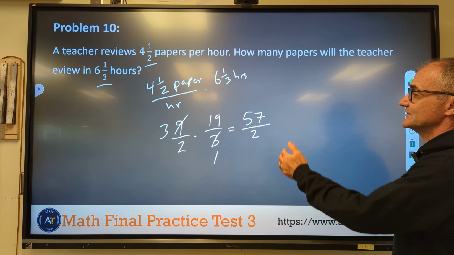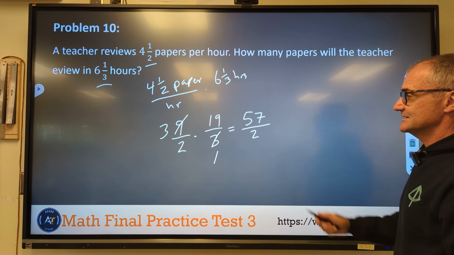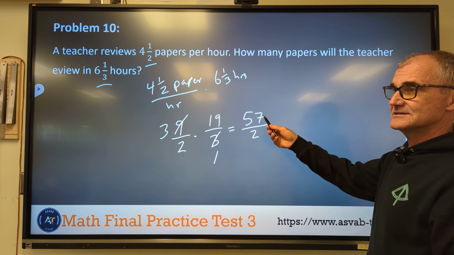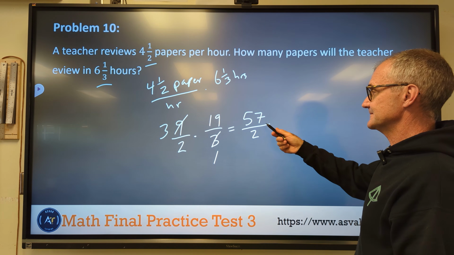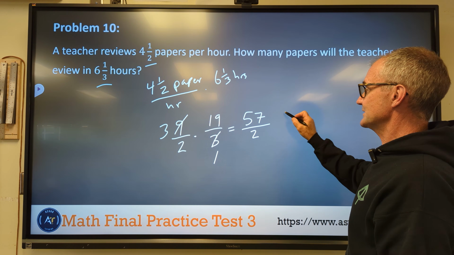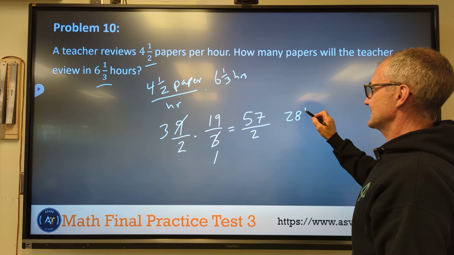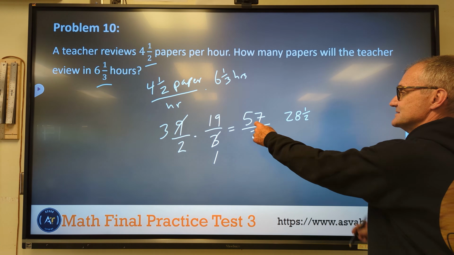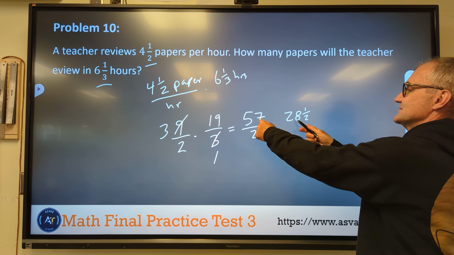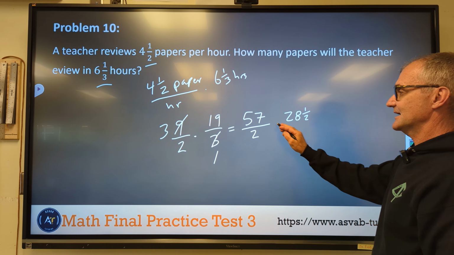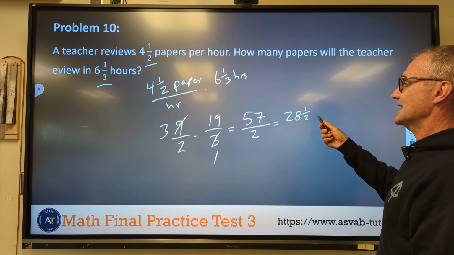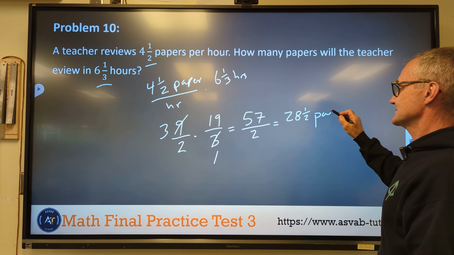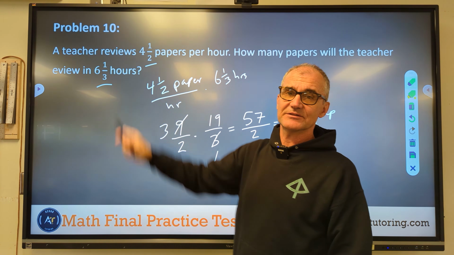And then I could just cut 57 in half. No, what is that? 58 is 29. So 28 and a half, right? 56 is 28. And then 57, I cut that in half to get a half. So the teacher can grade 28 and a half papers in 6 1/3 hours.